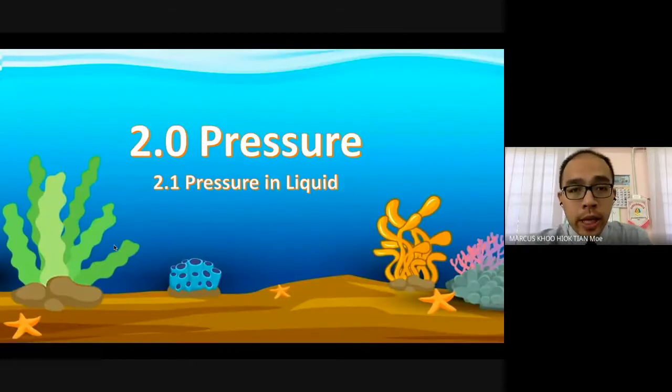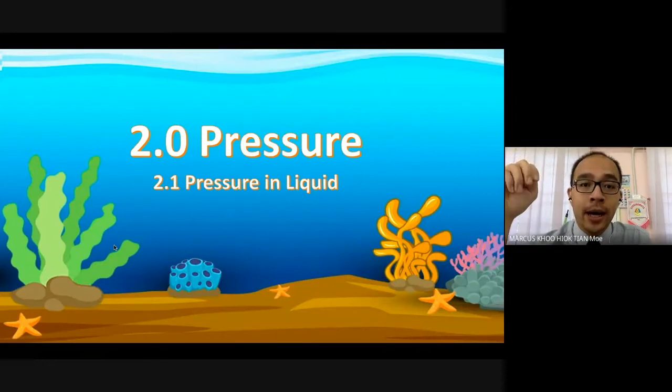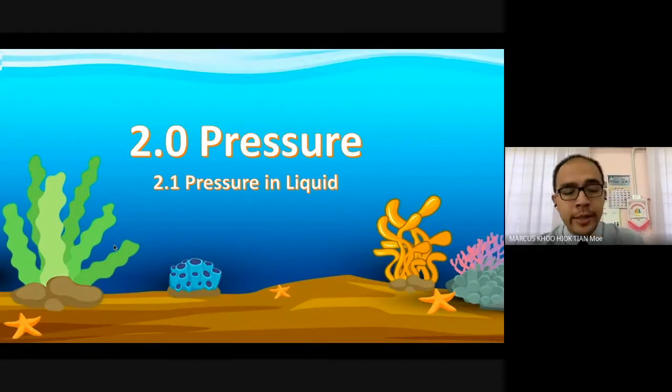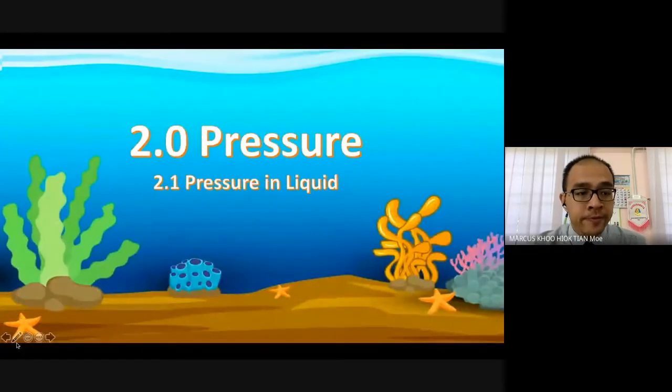All right, so today we're going to go into chapter 2 of our Physics Form 5, and we're going to be talking about pressure. Before this, we talked about force. Just before we begin, I want to remind you of a formula that you probably learned in Form 3, which is pressure equals force over area.